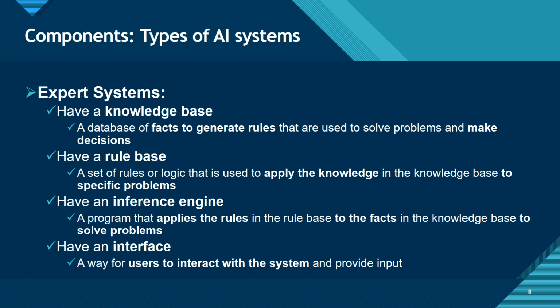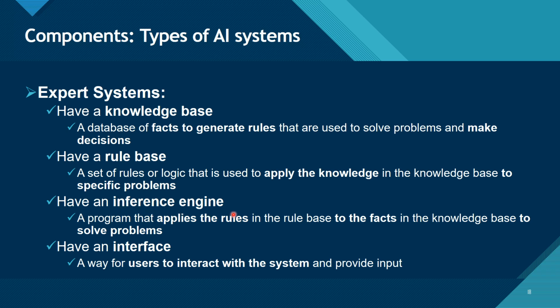So there are different components, or you can say types, of AI. The first one is the expert system. In expert systems, we have different things like the knowledge base, rule base, inference engine, and interface. A knowledge base is basically a database that has facts to generate rules that are used to solve problems and make decisions. And in the rule base, we have a set of rules or logic that is used to apply the knowledge in the knowledge base to specific problems.